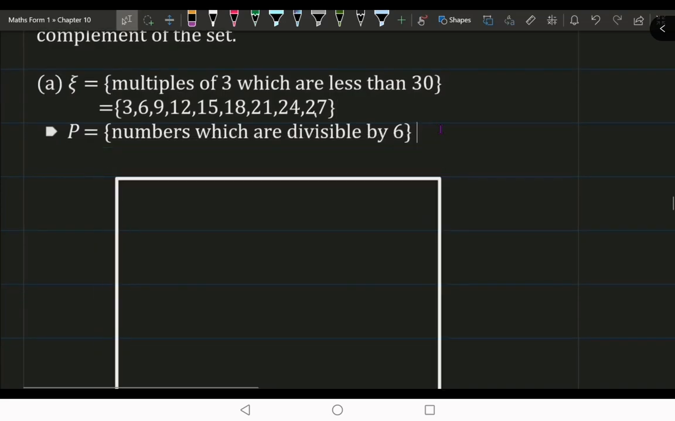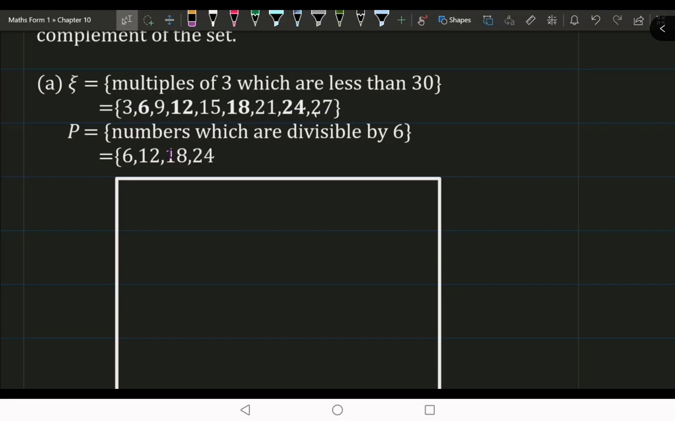Go to the next. What is P here? The numbers which are divisible by 6. So you need to find from the elements in the universal set which ones are divisible by 6. 6 can divide by 6. 12 also divisible by 6. 18 also divisible by 6. And 24 is divisible by 6. So you list down all the numbers divisible by 6. That means 6, 12, 18, and 24, set P.